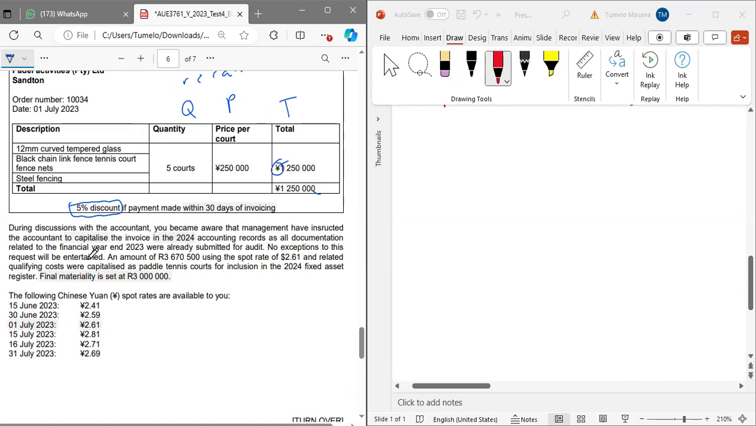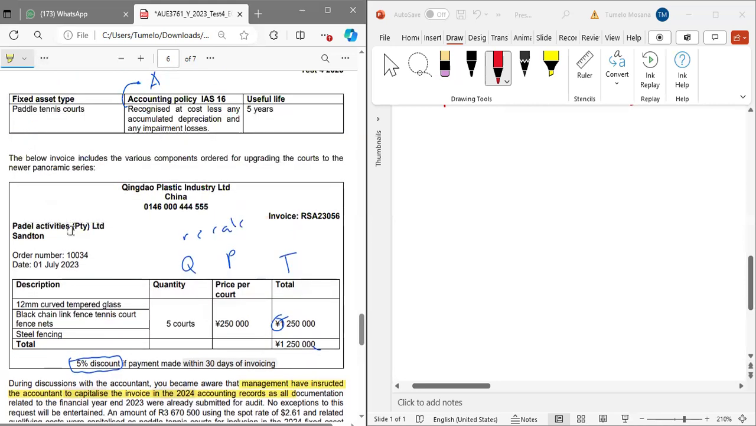So during the discussions with the accountant, you became aware that management have instructed the accountant to capitalize the invoice in the 2024 accounting record. So this is a very big problem. You as the auditor became aware that management instructed the accountant to capitalize the invoice in the 2024 accounting record. But when I look at this invoice, right?